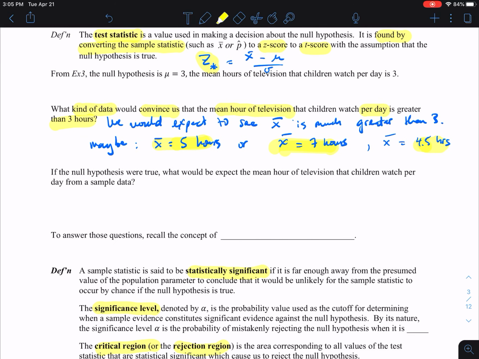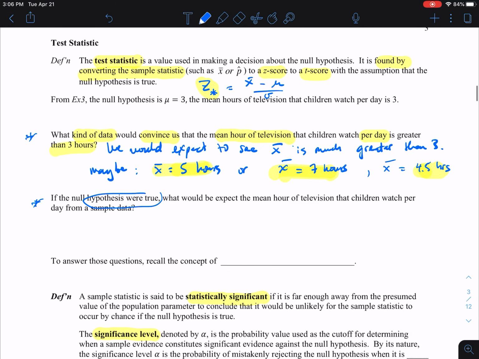All right. Next thing. Suppose the null hypothesis was true. If the claim was true, or if the null hypothesis is true that the mean is indeed 3 hours a day that children watch TV, what would be expected? The mean hours of television that children watch per day from sample data, well, we expect that the sample data will be close to 3 hours a day if it was indeed correct. So we say that we would expect the sample mean x bar to be close to 3 hours.